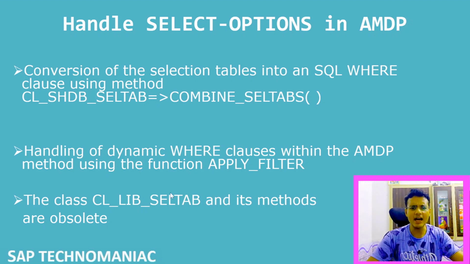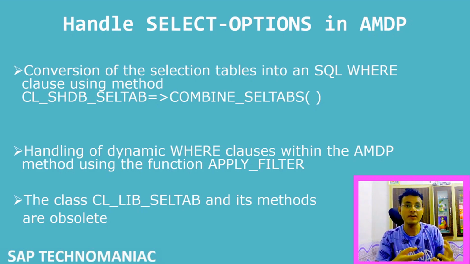Another class also exists in ABAP, CL_LIB_SELTAB. This is obsolete. Previously we used this class to create that where condition, but in the newer version we use only the CL_SHDB_SELTAB COMBINE_SELTABS method to convert select options into a string form for the where conditions. So now we will jump into the system and see how this class converts our select option to a string, and how SQL script uses that string to fetch data from the database. Let's jump into the system.